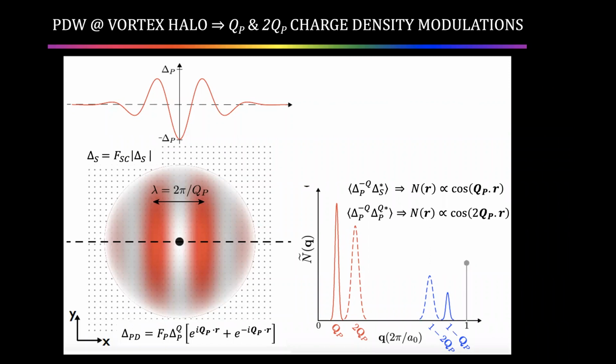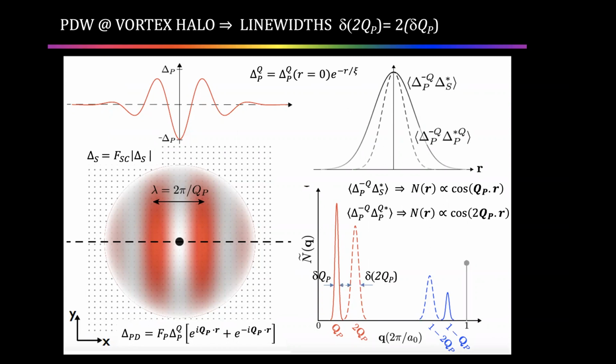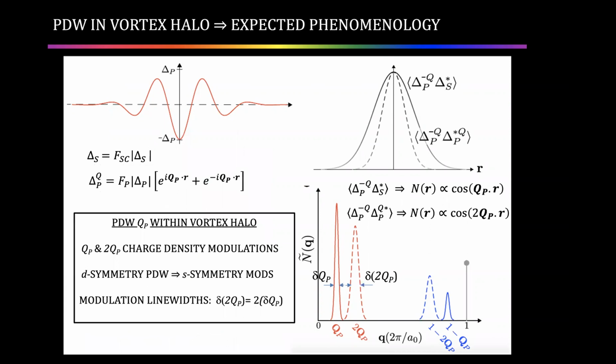So in this model, the smoking gun was to be a Fourier transform of the image of the induced charge modulations, which would have two peaks, and their Q vectors are related by a factor of two. And furthermore, one of these density modulations is occurring because of a product between a function which is decaying exponentially with itself. So this one decays twice as fast in space as this one. That means in Q space, the line width of the 2Q modulation should be twice the line width of the 1Q modulation. So there's a summary of the list of the predictions.